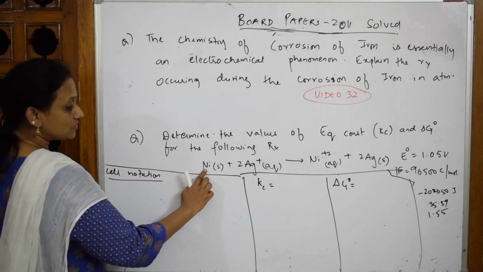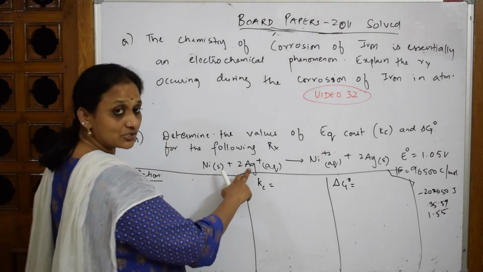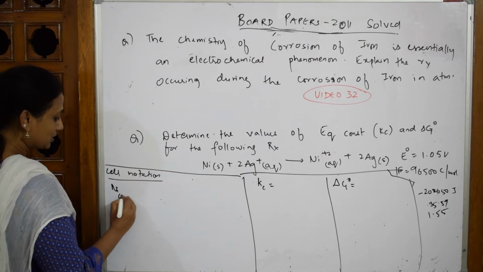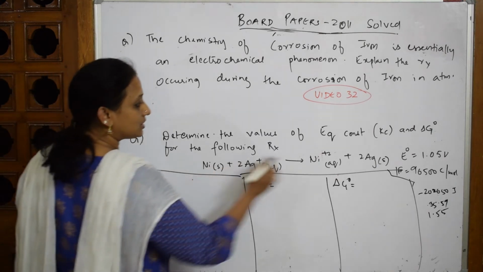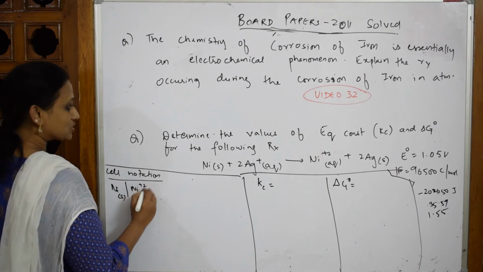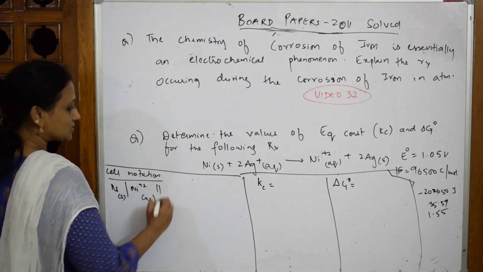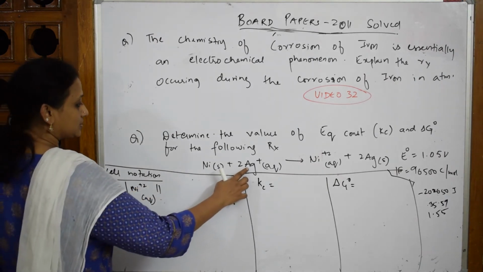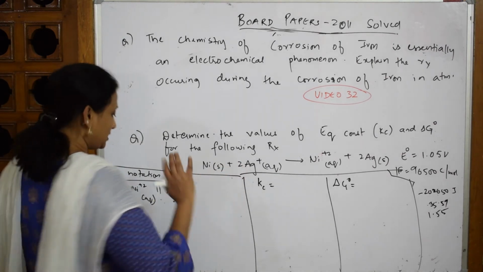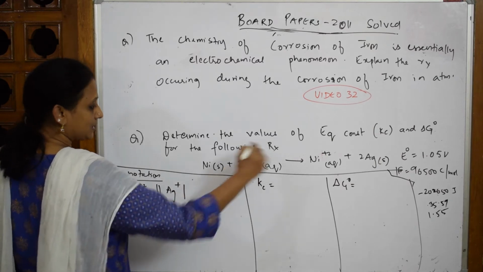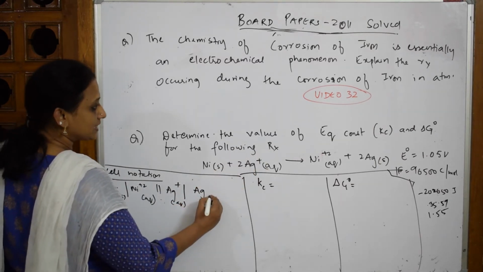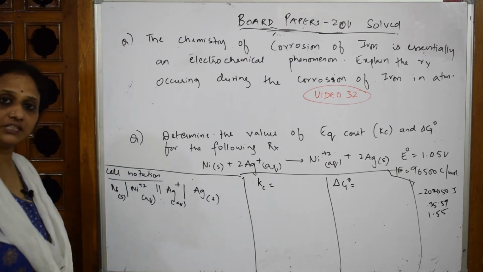First, this is always oxidation, this is always reduction, isn't it? Now start from here. Nickel solid, by loss of 2 electrons, has become Ni plus 2 aqueous, and then the salt bridge. Then here this is silver, so don't write 2 in the cell notation, just write silver plus, Ag plus aqueous, and Ag solid. That cell notation is done.